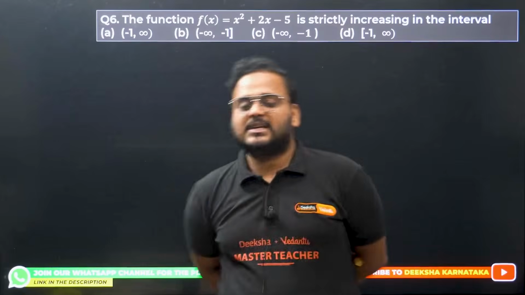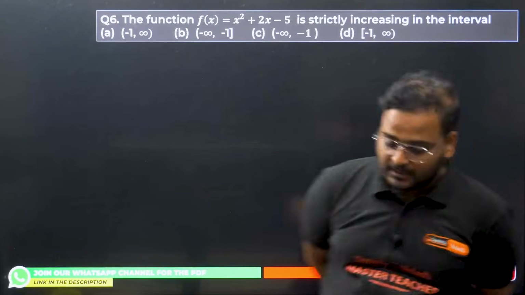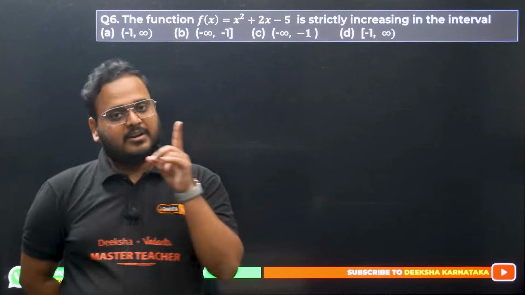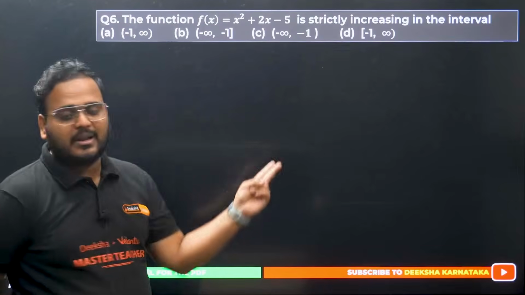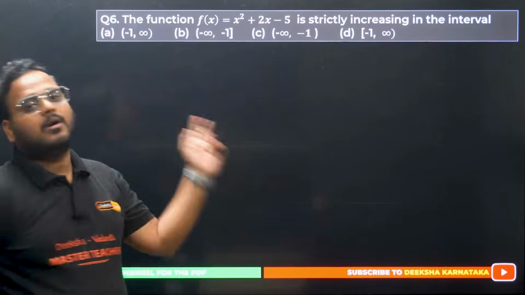Okay, question number 6. Function f(x) equals x square plus 2x minus 5 is a strictly increasing or decreasing function question. Okay, how do you solve this? Step number 1 is to find the derivative. Sorry, step number 2 is to find the critical point, and step number 3 is to plot the number line.